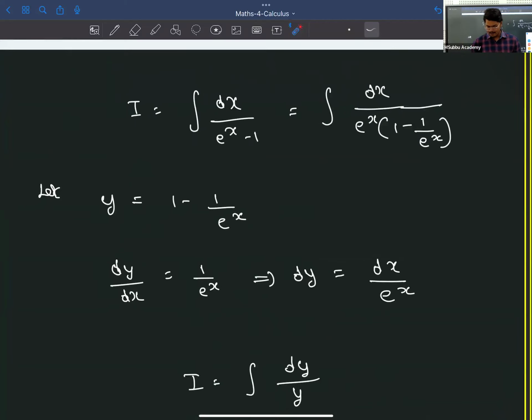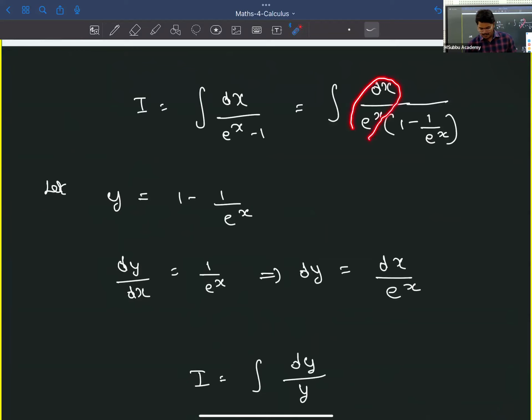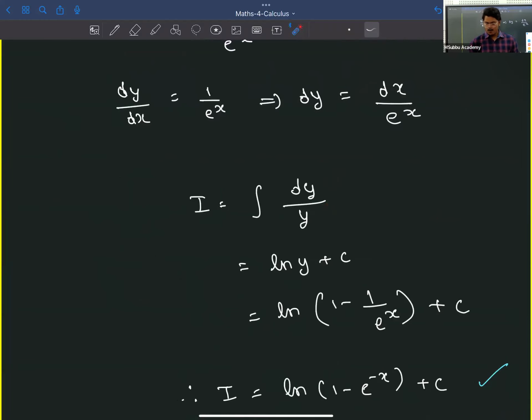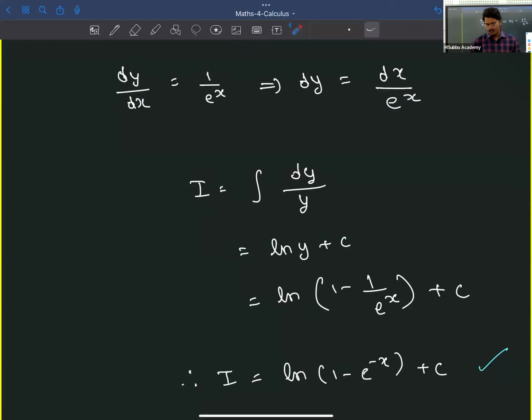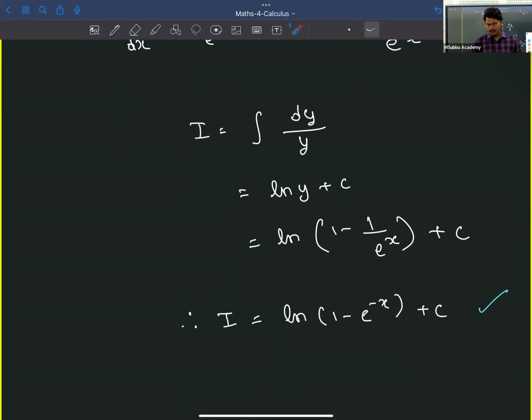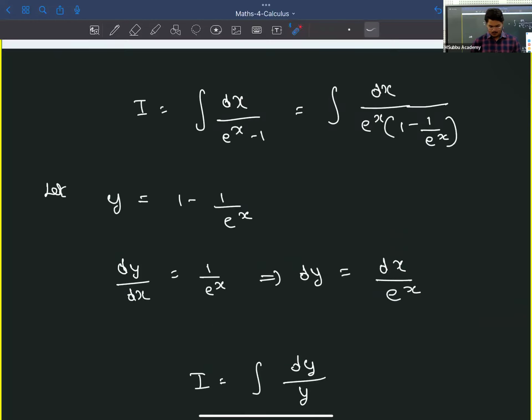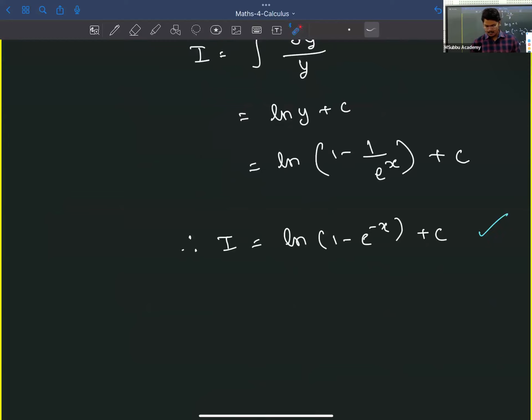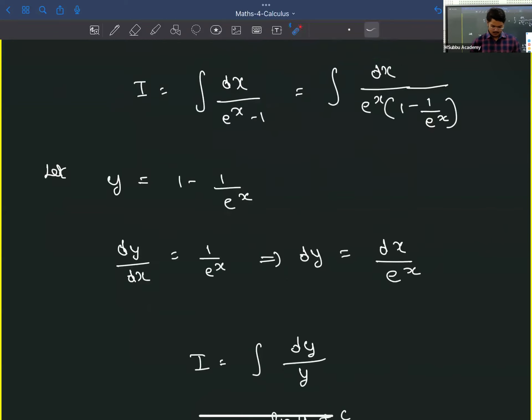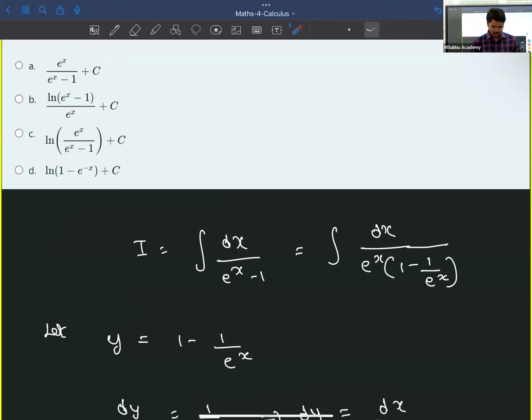So what you have here? This term can be taken as dy and this you have taken as y. So dy by y. Now you have changed the differential term and also done the substitution method here. So when you integrate this 1 by y, the integral is ln y plus c. Now y is equal to 1 minus 1 by e power x, so just substitute that. So this can be written as ln of 1 minus e power minus x plus c. This will be your option.